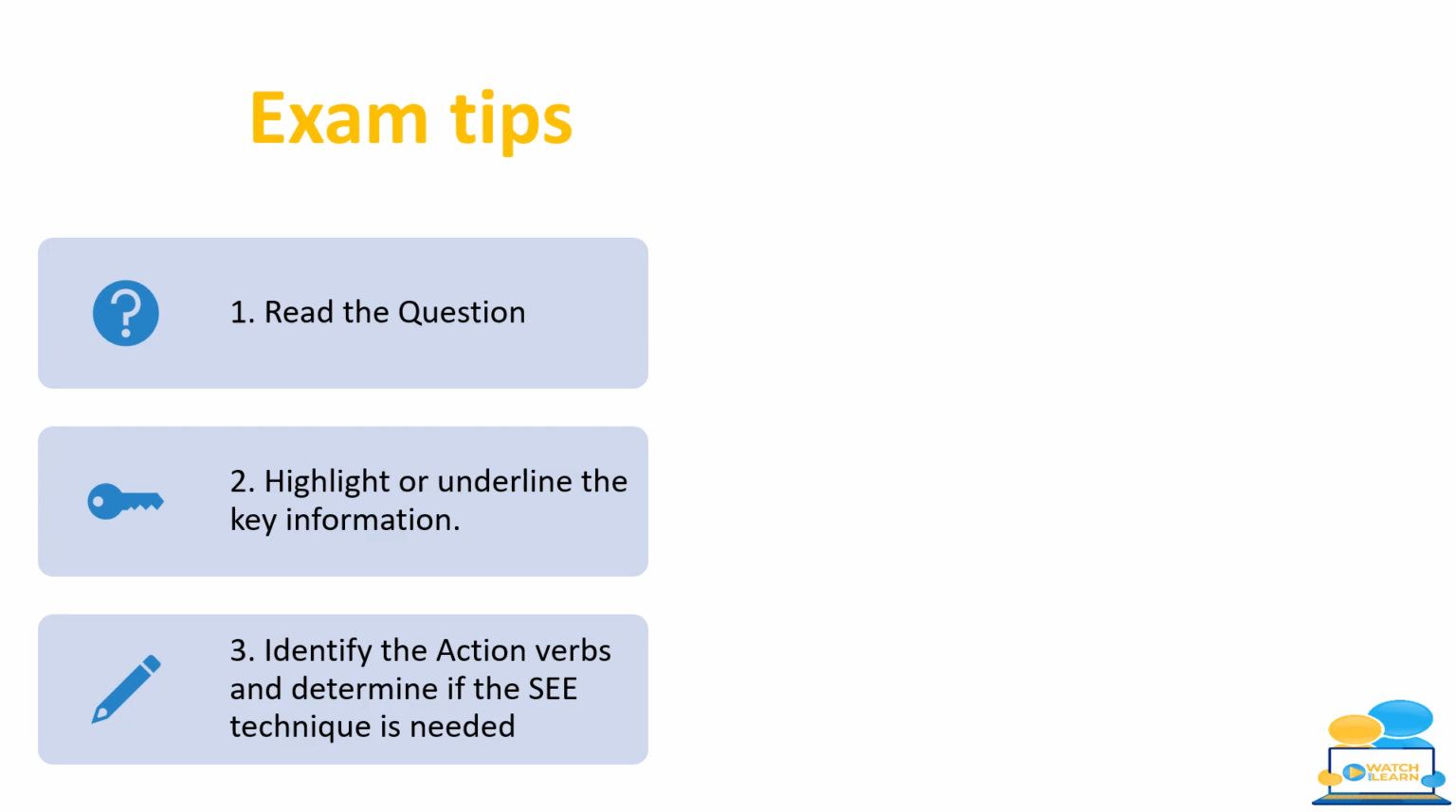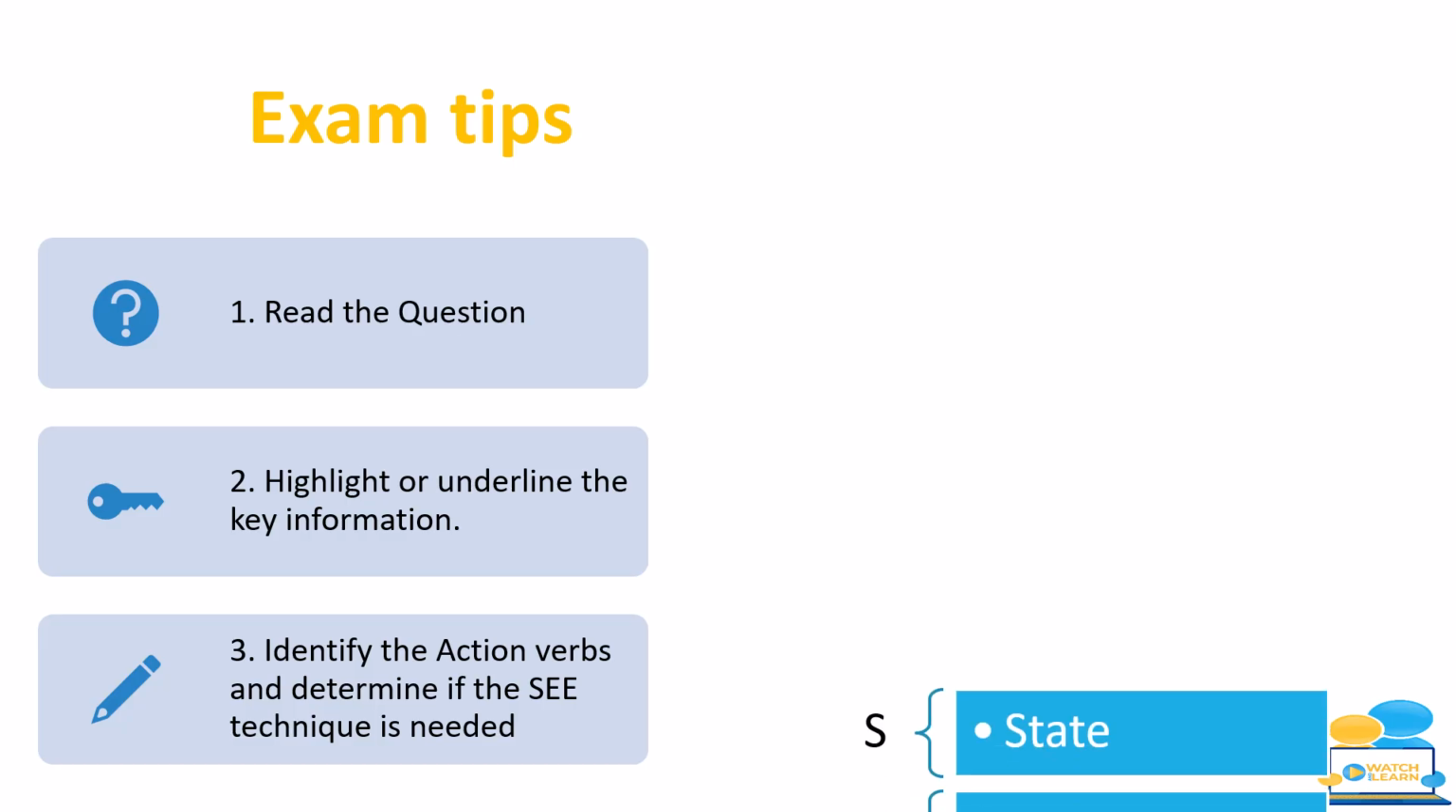From this, you'll be able to identify exactly what the question is asking you, and you'll be able to identify action verbs. At this stage in your junior cycle, you should have heard of action verbs. What these do is allow you to determine how much information is needed in a question. And from that, you can then determine if it needs the SEE technique. So home ec is based on the SEE technique.